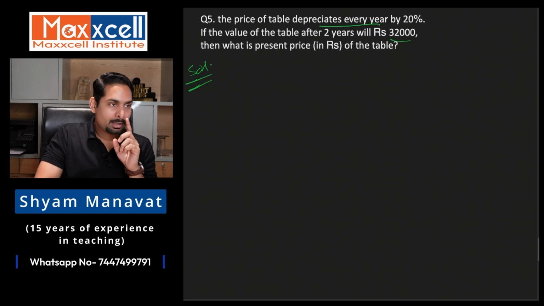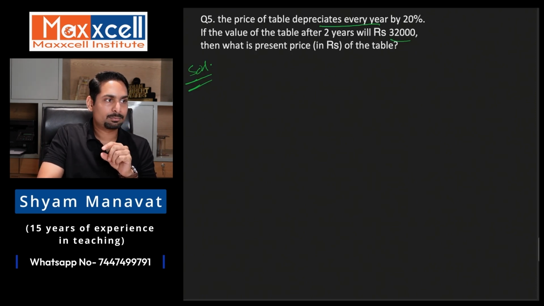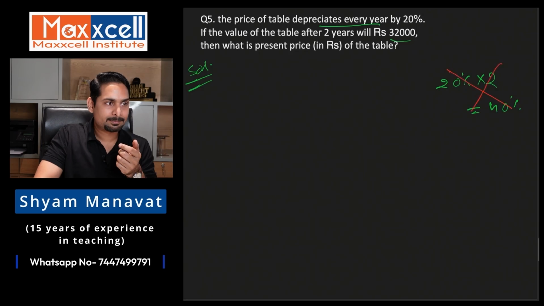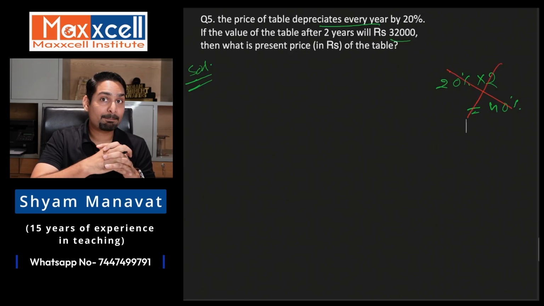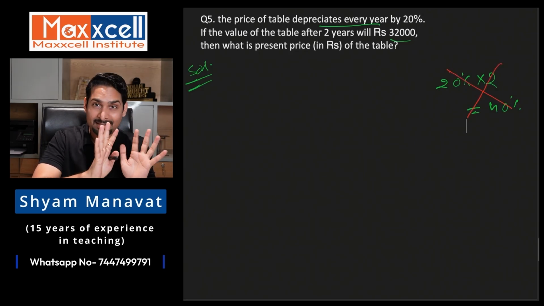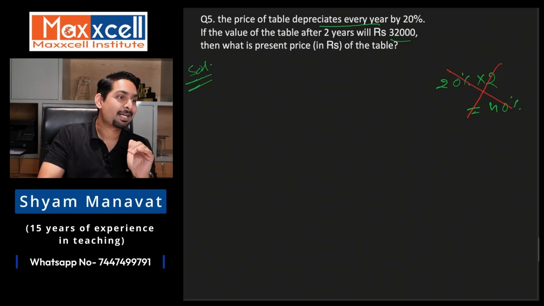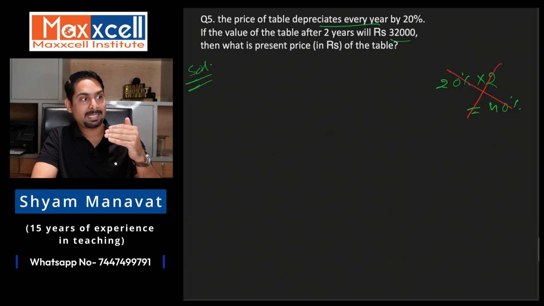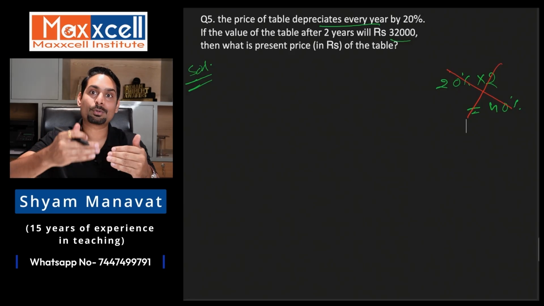Now I'll tell you what is a mistake people do. People assume 20% decrease 2 years in 2 times, so decrease by 40%. This is wrong. ये गलत है, ये पाप है, ये गुनाह है, ये मत करना, ऐसा नहीं करना. Okay, you don't need to do that. What you need to do is 20% decrease every year, so it has to be decrease over decrease.